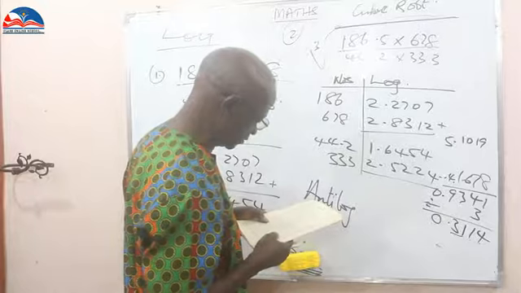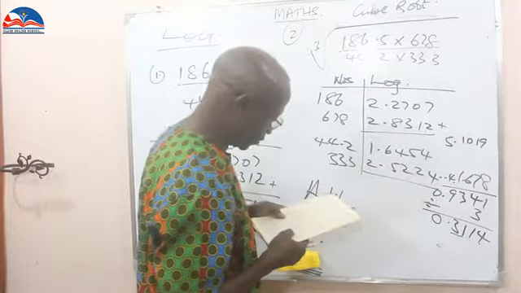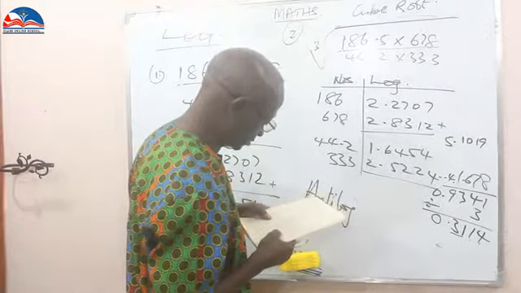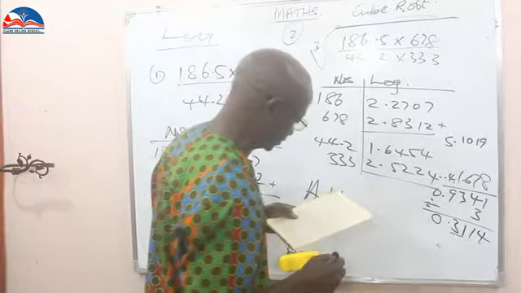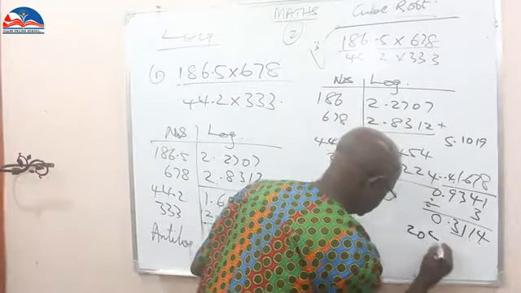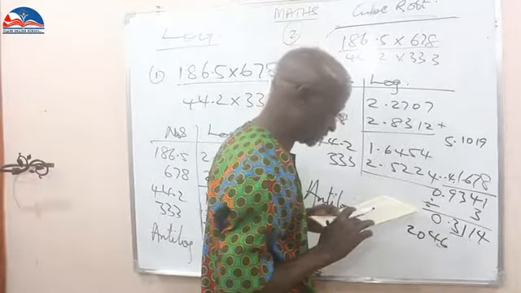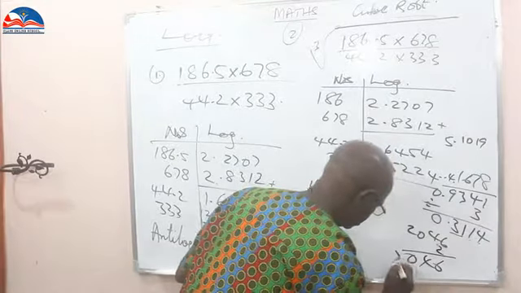31 under 1 is 2046. Difference 4, trace it down, difference 4 is 2. So 6402.